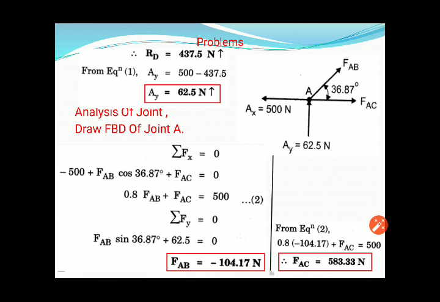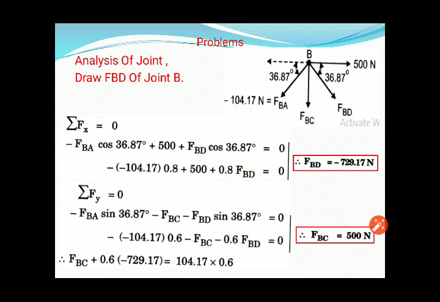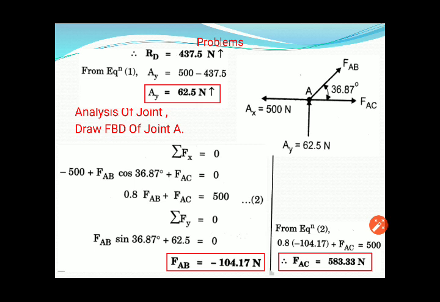So when you go for summation Fx equals to 0, for joint A, so 500 towards negative direction plus FAB cos 36.87 plus FAC, which is equal to 0. So here we get the equation 0.8 FAB plus FAC equals to 500. That is the second equation.